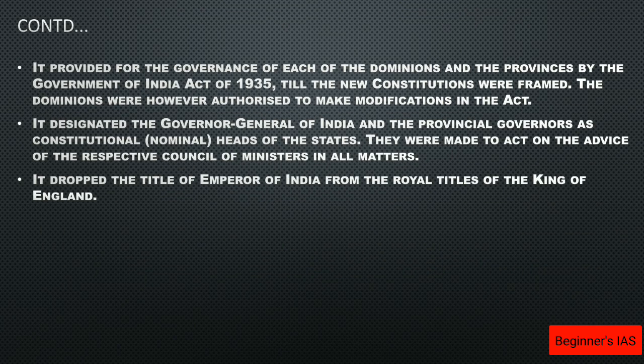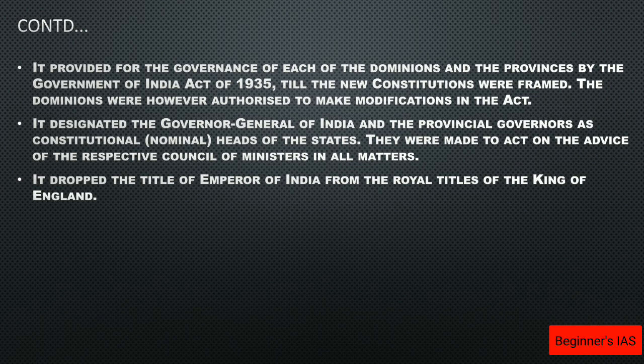And also, it deprived the British monarch of the right to veto bills and ask for certain reservations of the bills for approval. Those things were taken away from the British monarch. And also, it designated the Governor General of India and provincial governors as the nominal head of the states. And also, it dropped the title of Emperor of India from the royal titles of the King of England. So these are the important points one has to remember.